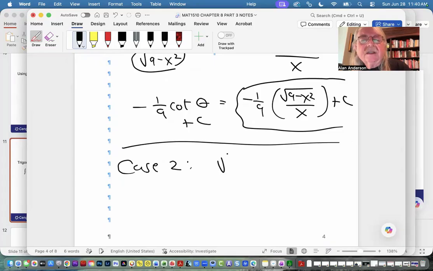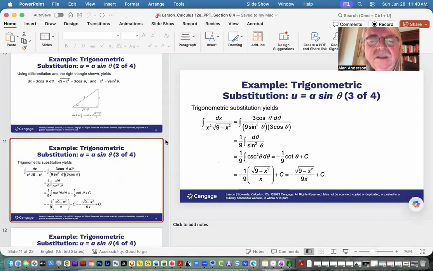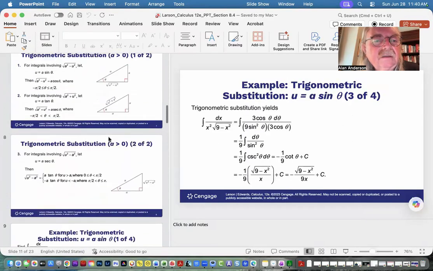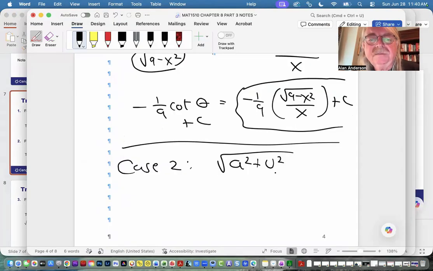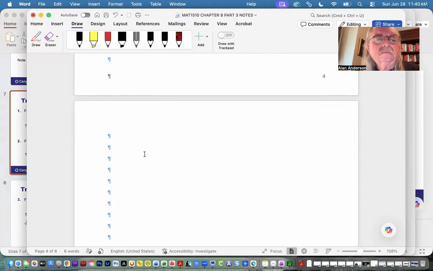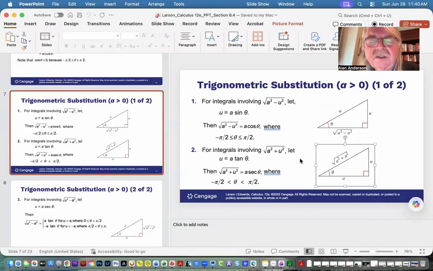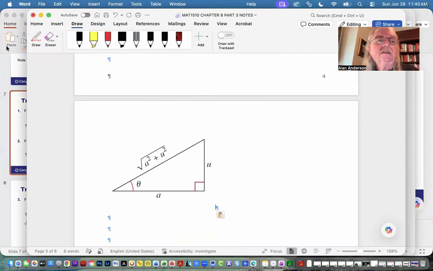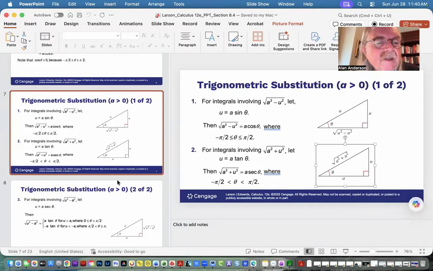So here, instead of subtracting, we're adding. So let's look at the new diagram. Now they're changing the lettering for each of these cases. Let's take a look at this one. And also the substitution is different in each case. All right, so here's the new diagram. And for this one, they want us to use u equals a tan theta. And what example do they have for us here?